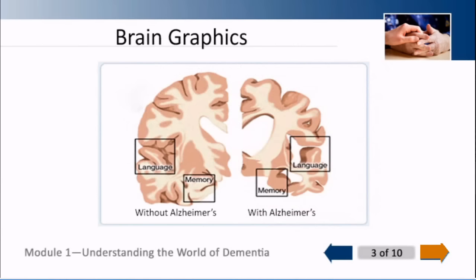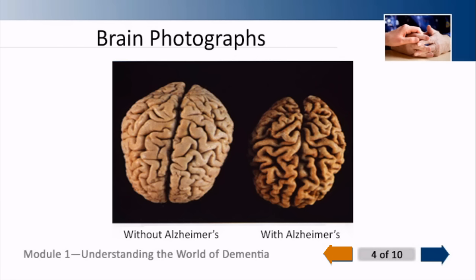Okay, so this is a picture of the brain. You can see where the language center is, the memory center, in the brain. They're on both sides of the brain. This is a picture of a person without Alzheimer's and one with Alzheimer's. What do you see? Smaller. It's a neurodegenerative disease. The brain cells all over the brain die.